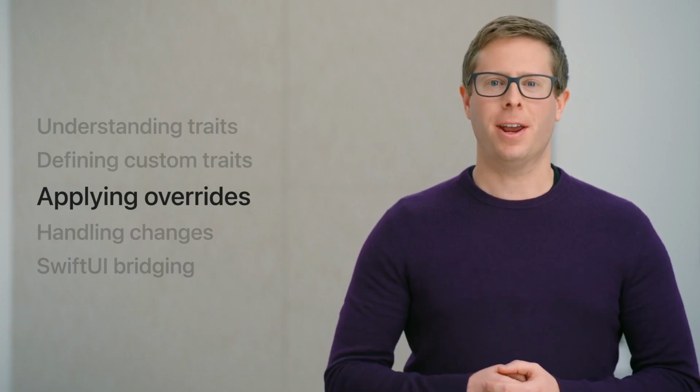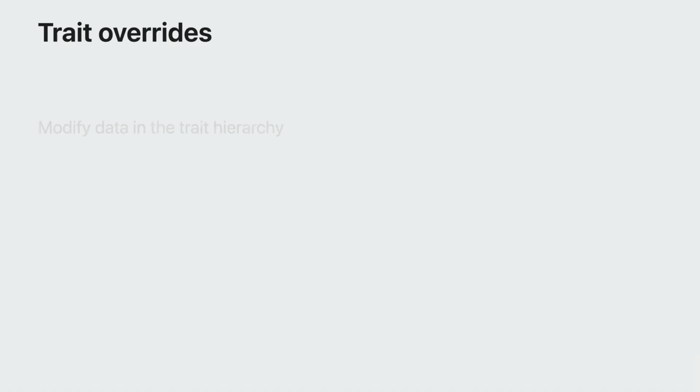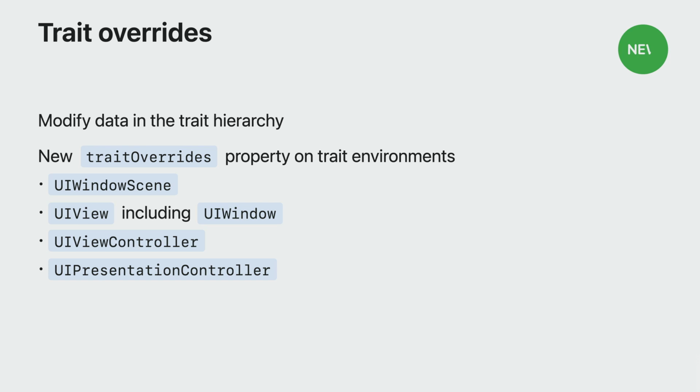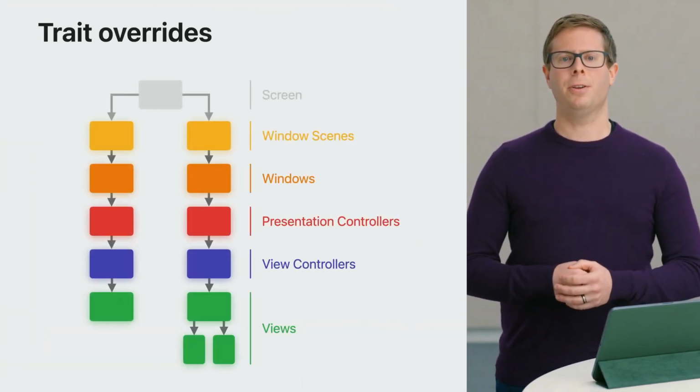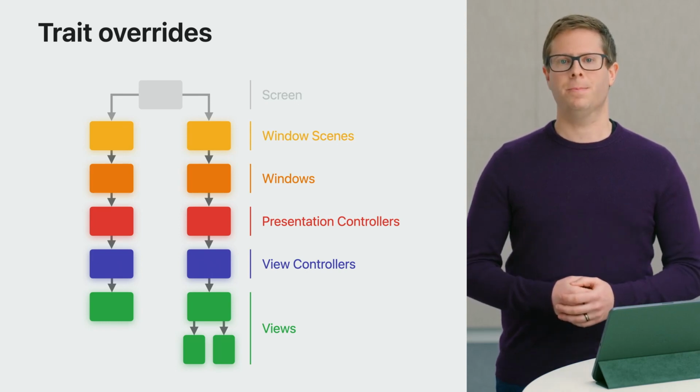Once you've defined a custom trait, the next step is to populate some data for it in your app's trait hierarchy. Trait overrides are the mechanism you use to modify data within the trait hierarchy. In iOS 17, it's easier than ever to apply trait overrides. There's a new traitOverrides property on each of the trait environment classes, including window scenes, windows, views, view controllers, and presentation controllers. Going back to the illustration of the trait hierarchy, trait overrides change the value for traits at any location in this tree.